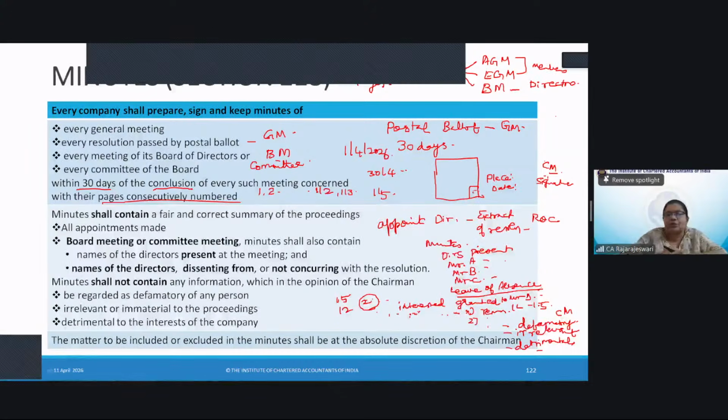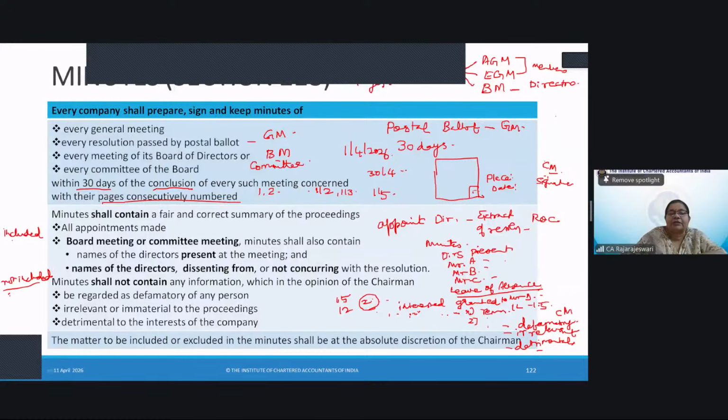But it is at the sole, absolute discretion of the chairman. So this is again an important point. Should minutes contain all the information? Comment. So if they give you this, you should say yes, it should contain all, and you should also specify what matters will be included and not included. Both you should mention in the examination.